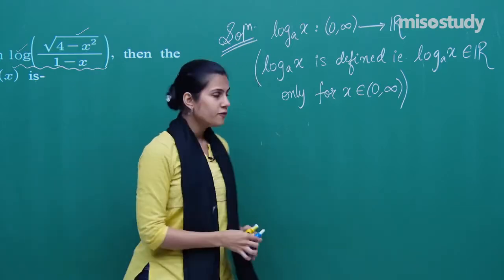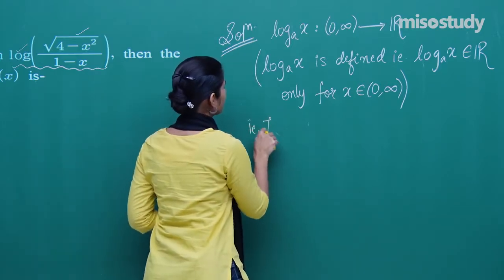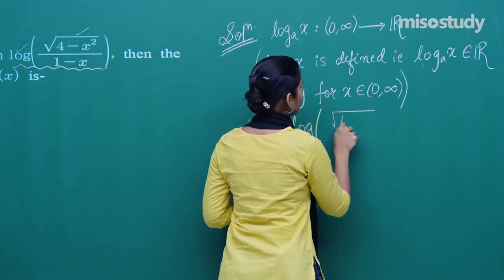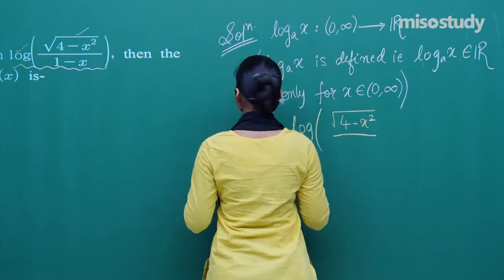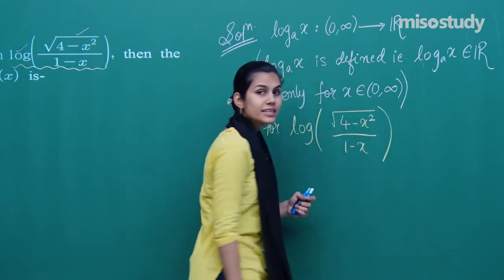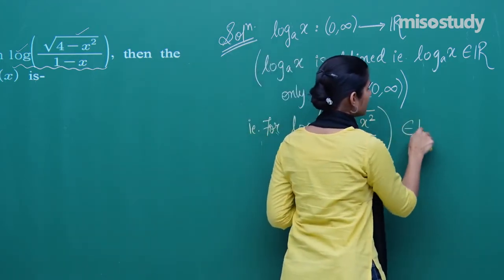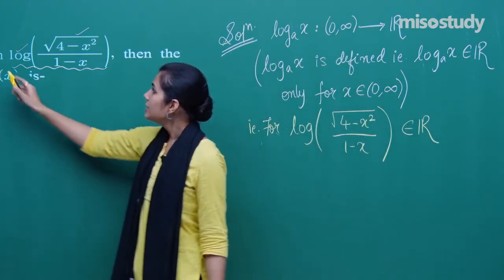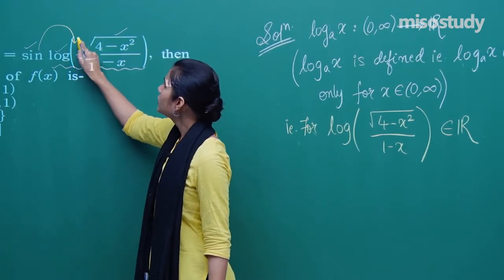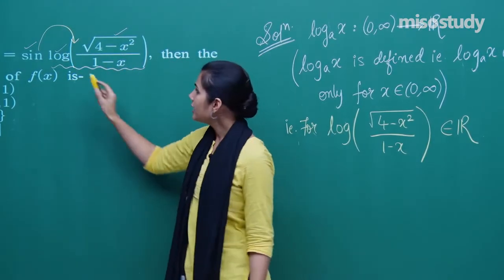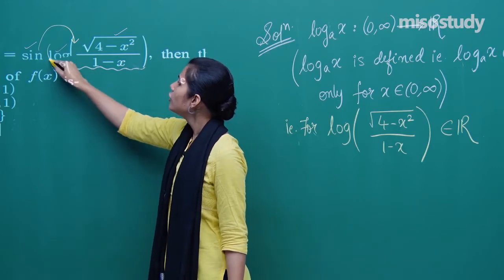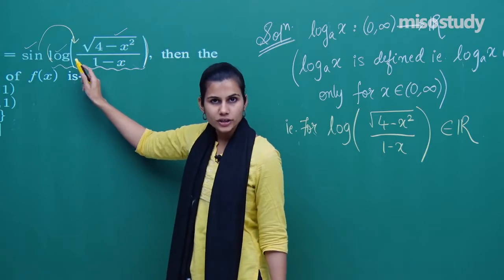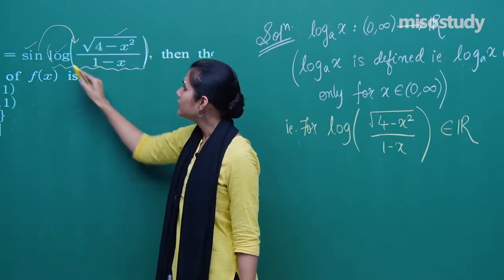So, for log of this expression, which is under root 4 minus x square upon 1 minus x, for this expression to be defined, first of all, and why do I need this to be defined? Because sine can act upon only real values. Until and unless this expression complete from log till the end is a real number, sine cannot act upon it. So for sine to act upon it, this should be real.